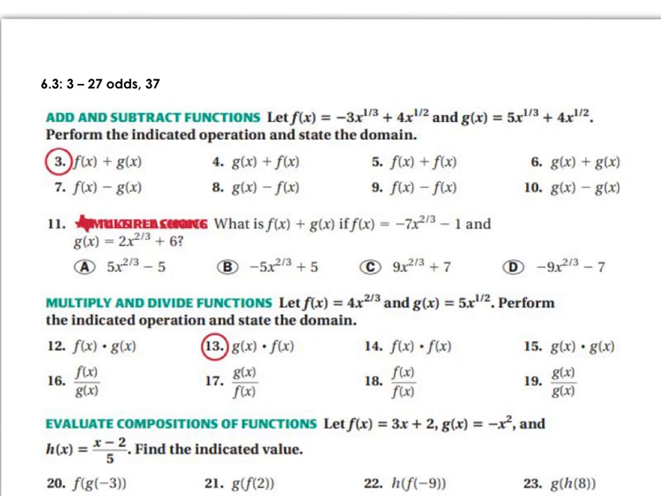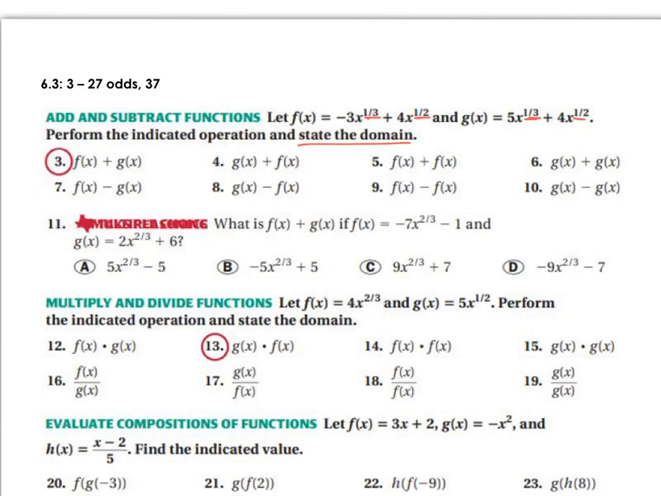Hey everyone, I've had a lot of questions about the domain portion in section 6.3 on the review. So for example, in questions 3 through 10, where you're given two functions, f of x and g of x, you're asked to perform the indicated operation and then state the domain. What makes this unique is when we look at f of x and g of x, notice we have rational exponents. We have a rational exponent of 1/3 and 1/2, and then 1/3 and 1/2 again.